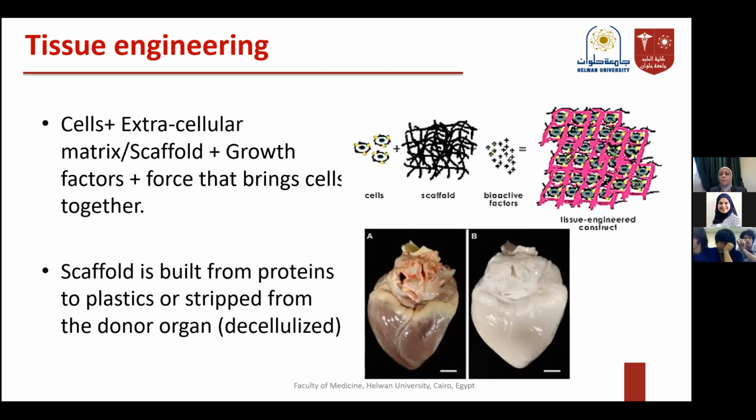Or it can be the extracellular matrix of a living organism, okay? This is the heart, the porcine heart of a pig, and this is the decellularized heart. What is a decellularized heart? All the cells are removed. This white heart is a decellularized heart without muscles. It's only the extracellular matrix, or what is called the scaffold.